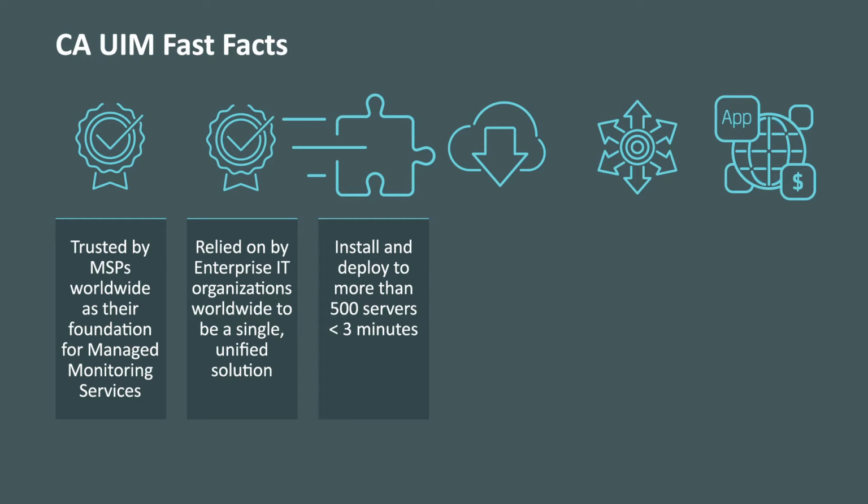A top feature of CA UIM is its ease of use. Speed is important for your MSP business. CA UIM is a lean, modular architecture that gets your clients turned up quickly, installing 500-plus servers in less than 3 minutes. We'd love to set up a product demonstration with you to show you how this works.